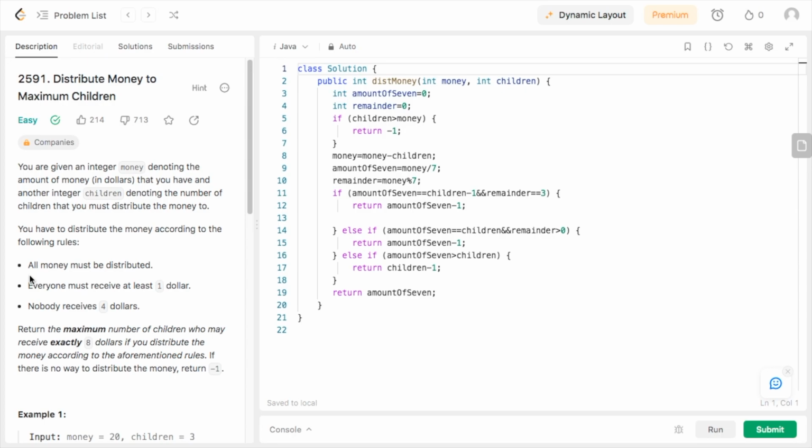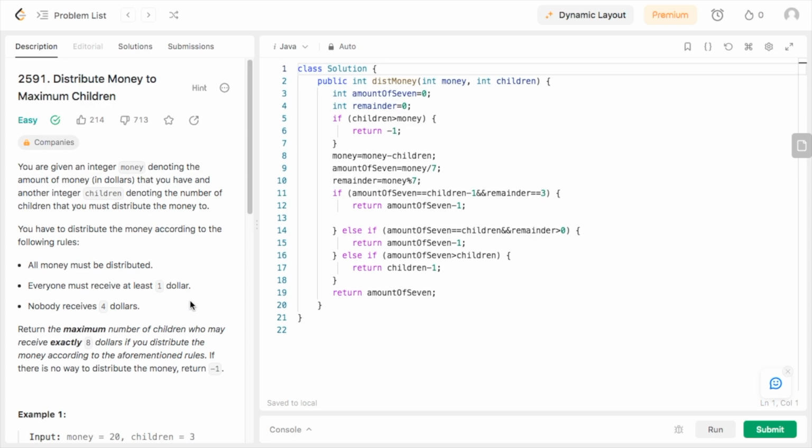Hello and welcome back. Today I'll be going over Leetcode problem 2591, which is a problem about giving money away. The problem here states that we have a given amount of people and an amount of money that we have to give out, and our goal here is to return the amount of kids that we can give exactly $8 to. Now, this sounds pretty easy, but there are some rules we have to follow.